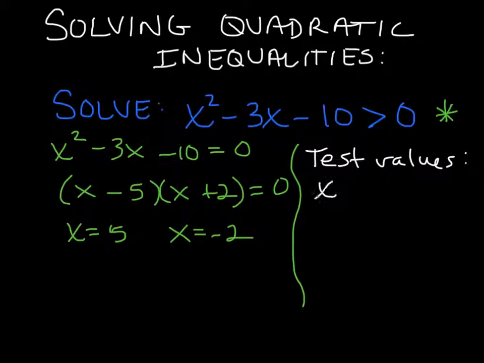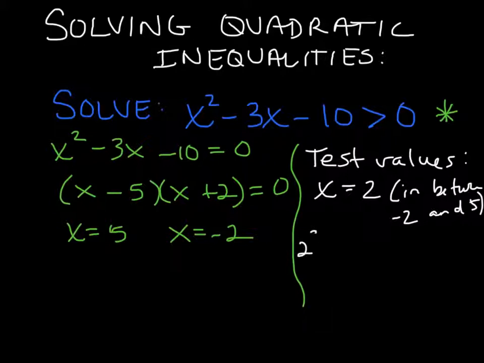Alright, so let's try a value like x equals 2. That is in between negative 2 and 5. So if this works, then I know that my solution for this one's in between negative 2 and 5. So let's plug 2 into the original equation. So I get 2 squared minus 3 times 2 minus 10. Let's see what we end up getting out. So we have 4 minus 6 minus 10. So we have a negative 12.